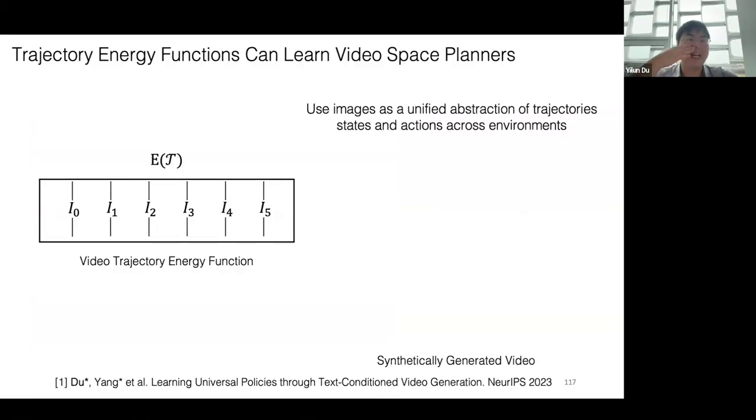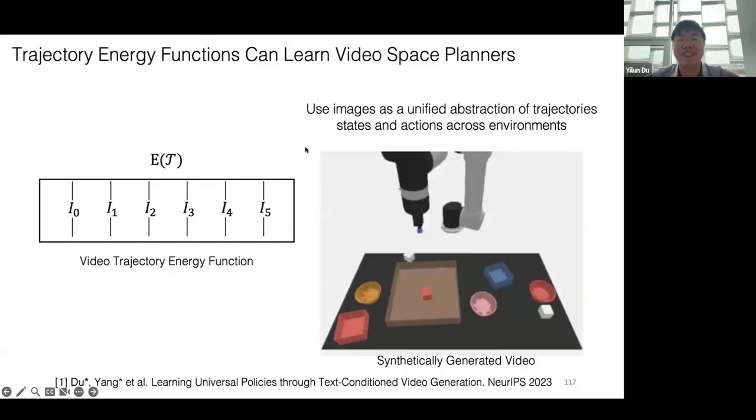And then you can also use this type of trajectory-level energy function parameterization to learn video space planners. So here you have an energy function for your trajectory, and then your goal function or cost function that you optimize specifies a natural language instruction of the task you want to solve. And now by composing both of these two models together, you can plan across a wide range of different environments, because you can use a space of images as a unified abstraction of different trajectory state spaces.